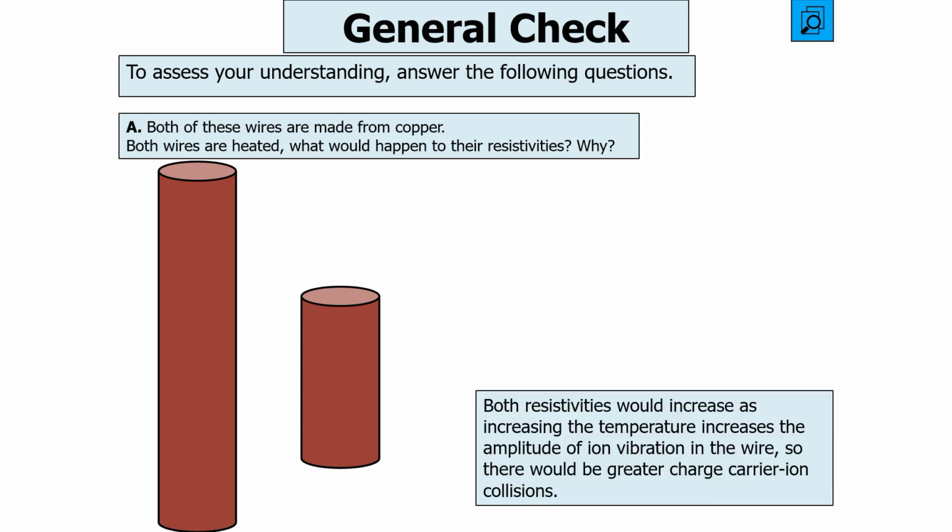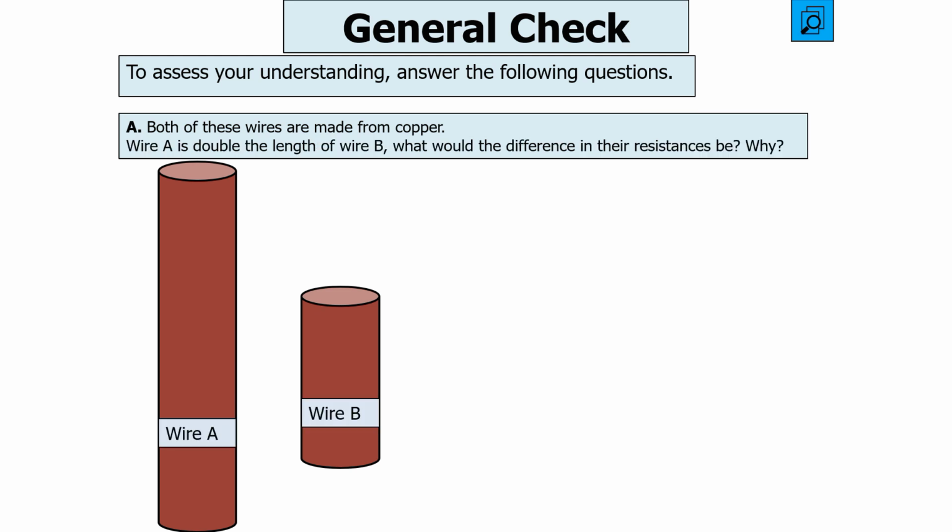Now both resistivities would increase, as increasing the temperature increases the amplitude of ion vibration in the wire, so there'd be a greater frequency of charge carrier ion collisions. Now when A is double the length of B, what would the difference in their resistances be and why?